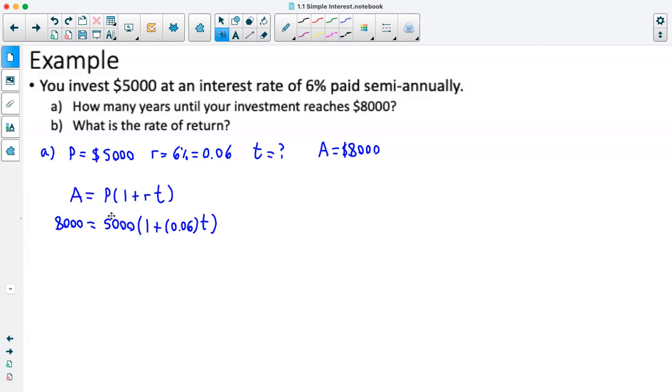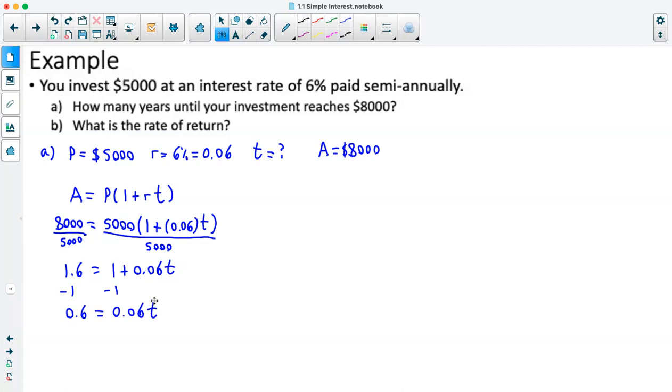So right now we've got 5,000 times all of this. So we want to move this 5,000 to the other side. We'll do that by doing the opposite operation, so we'll divide both sides by 5,000. So 8,000 divided by 5,000 is 1.6, is equal to 1 plus 0.06 T. At this point, I would probably want to move this 1 to the other side. So to get rid of this positive 1, I'll subtract 1 from both sides. So that gives us 0.6 is equal to 0.06 T.